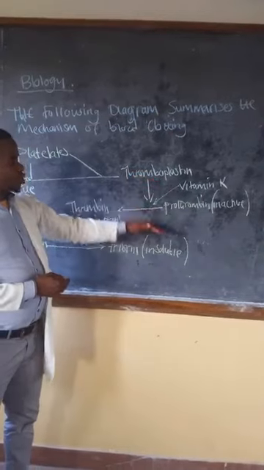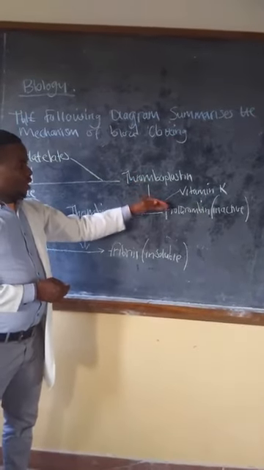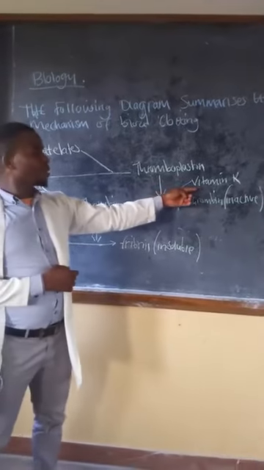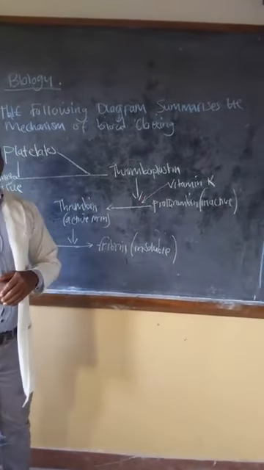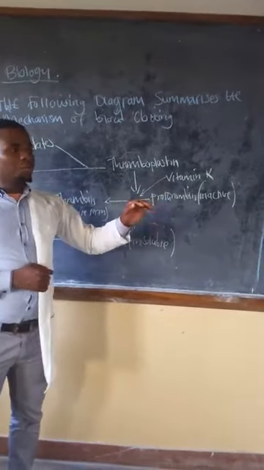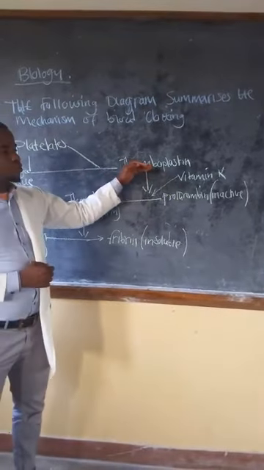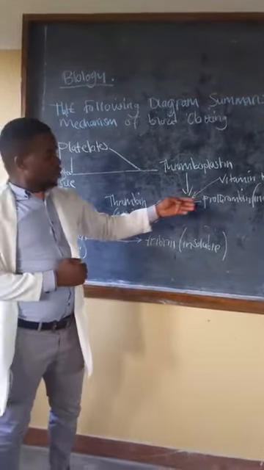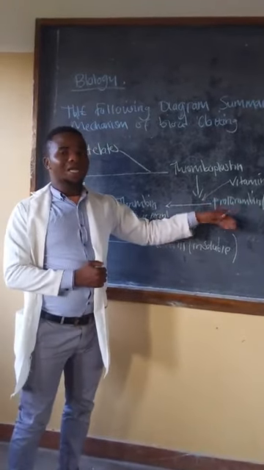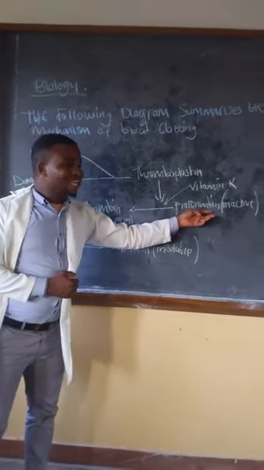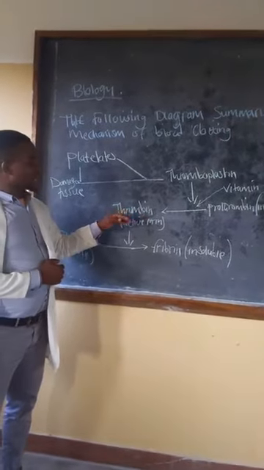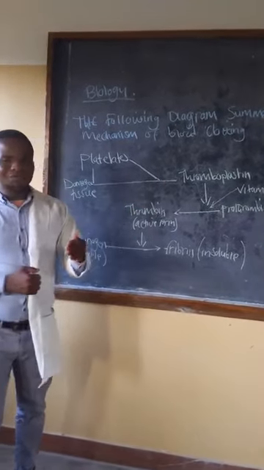Now, this conversion of prothrombin into the active form is only done in the presence of vitamin K. If there is no vitamin K, the work of this protease enzyme cannot be that effective. So this prothrombin will be activated, and it will be changed into what? Thrombin. It is now active.